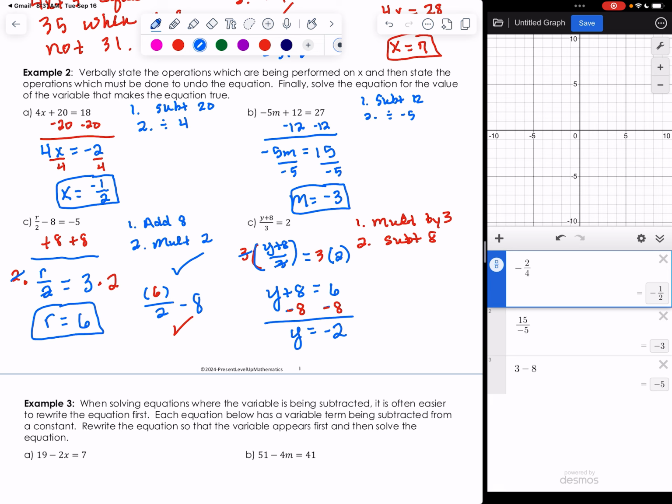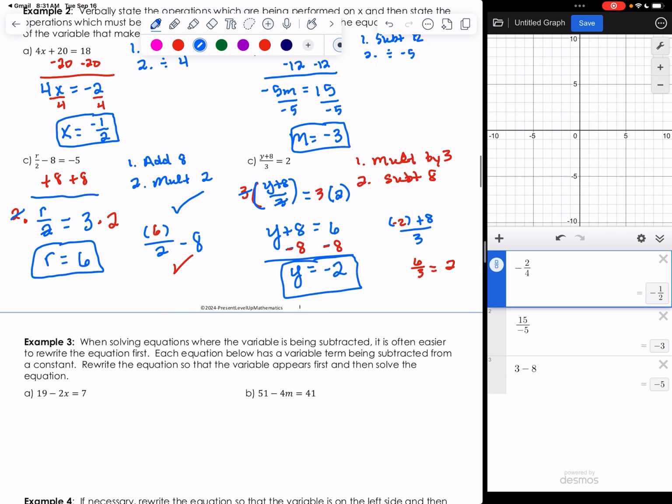Now I can check it by going back to my original expression, parenthesis plus 8 over 3. And I'm going to plug in my answer, which was negative 2. So negative 2 plus 8 is 6. And 6 divided by 3 is 2. And that's what it was supposed to equal. So our answer indeed checks out.